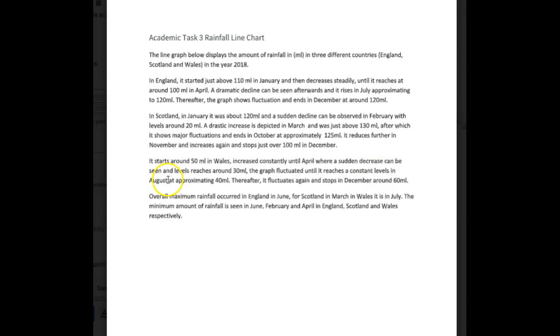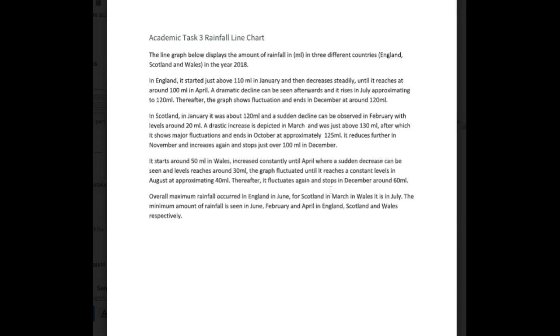In August, at approximately 40 ml. Thereafter, it fluctuates again and stops in December around 60. Okay, fine. Overall, the maximum rainfall occurred in England in June, for Scotland in March, comma, and in Wales it is in July. You didn't have to put that last comma, actually. You could, but you don't have to. The minimum amount of rainfall is seen in June, February, and April in England, Scotland, and Wales, respectively.